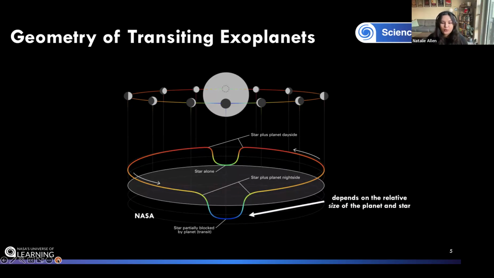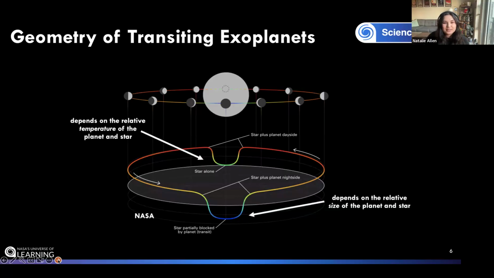The main workhorse for this technique is the transit technique, which is when the planet passes in front of its host star, it blocks out a little bit of the starlight. And this depends on the relative size of the planet and the star because there's some area that's being blocked out. And that tells us how big the planet is, along with some other information.